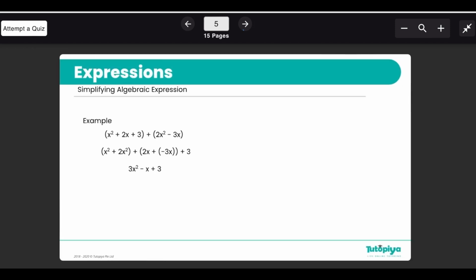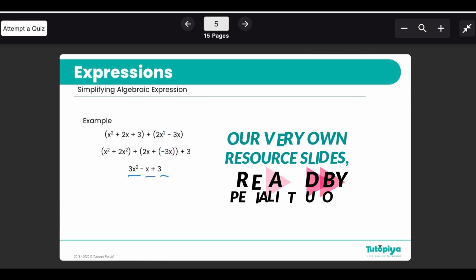Moving on, if we have an expression like x squared plus 2x plus 3 plus 2x squared minus 3x, what you have to do is simplify this. We again group together the x squared terms, then group together the x terms, and finally we have the positive 3 at the end. Again we simplify this, so it becomes 3x squared negative x plus 3.